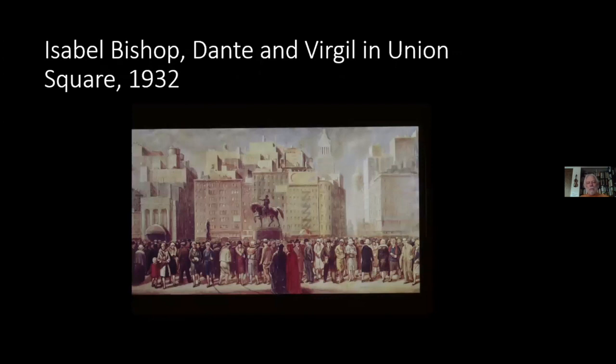Isabel Bishop, Dante and Virgil in Union Square, 1932. I'm using this sort of to introduce several things. She was primarily an urban scene person, done lots of things, particularly of women, sort of the visual equivalent of O. Henry stories, shop girls and so forth, sitting around on their lunch hour, brushing their hair, whatever.